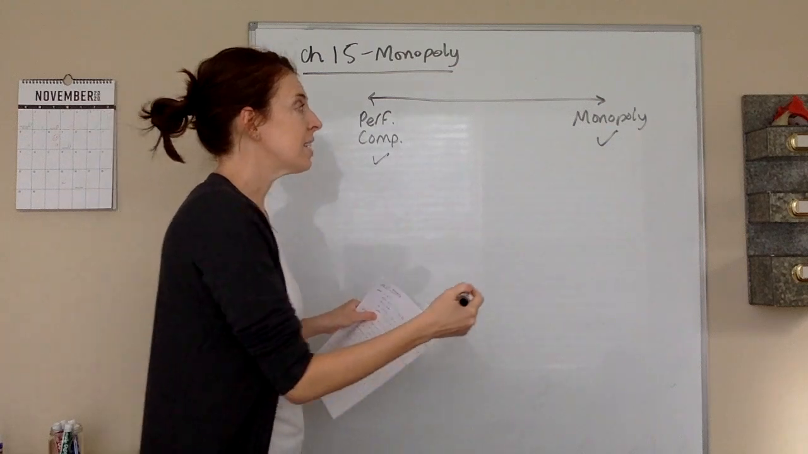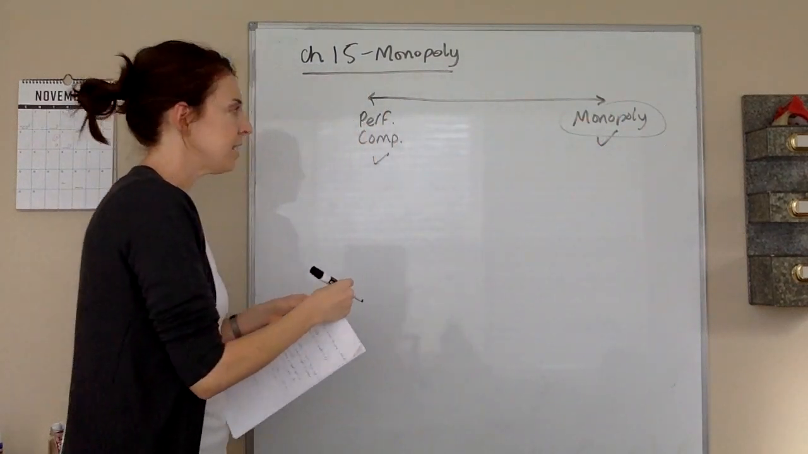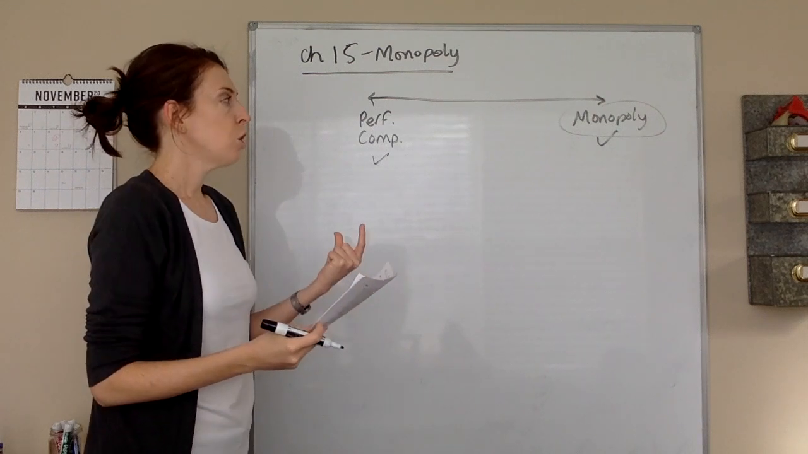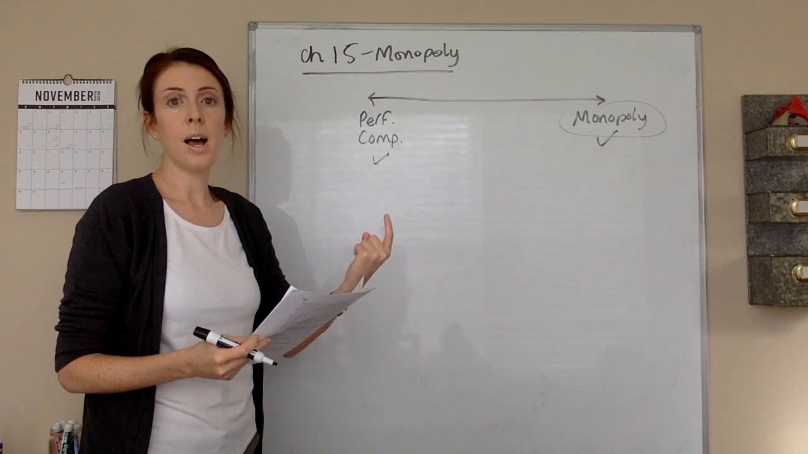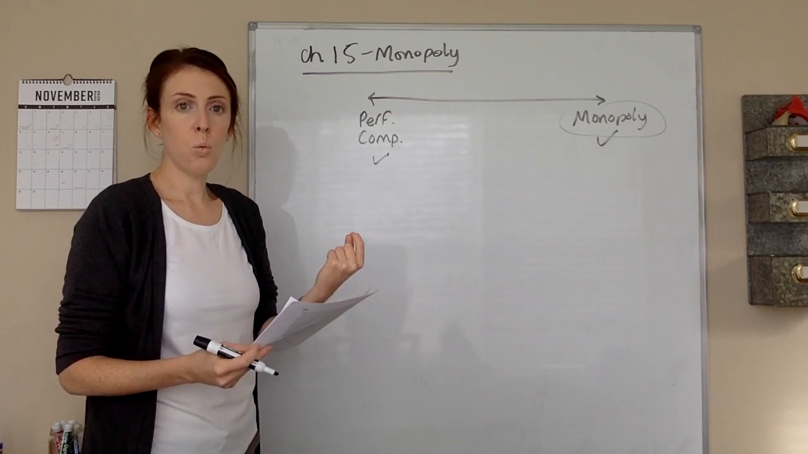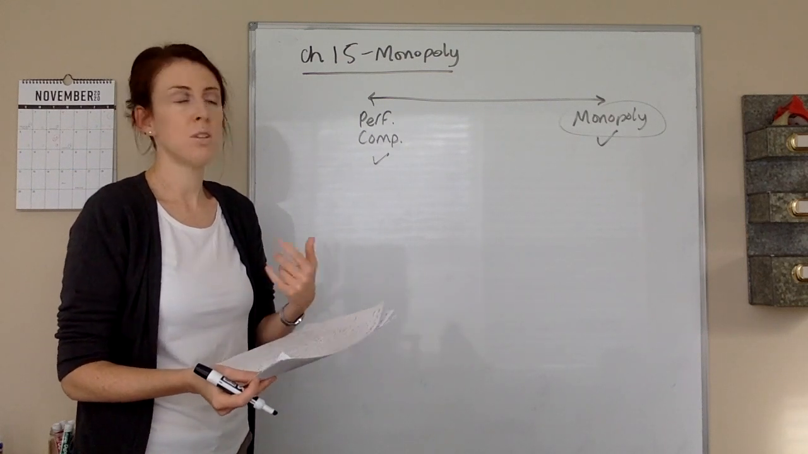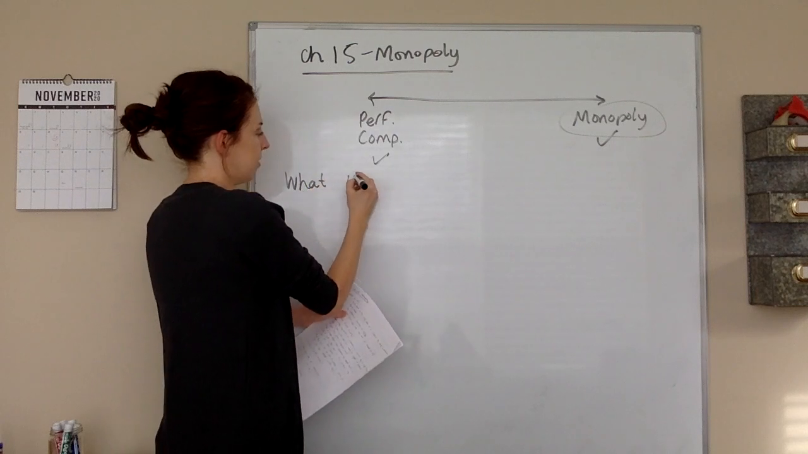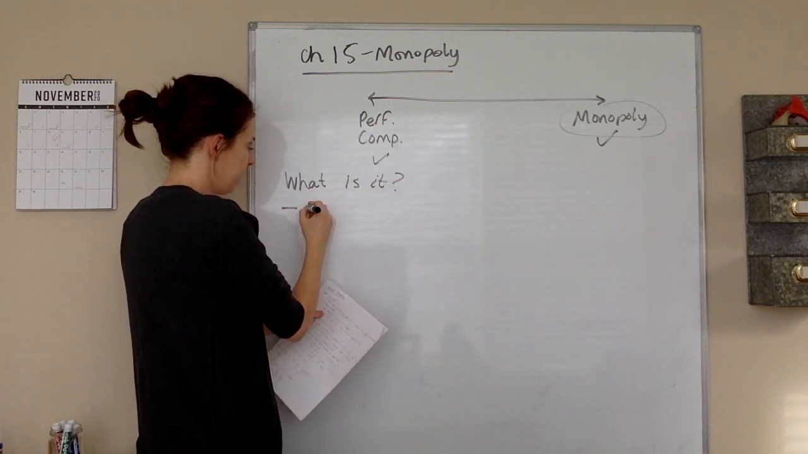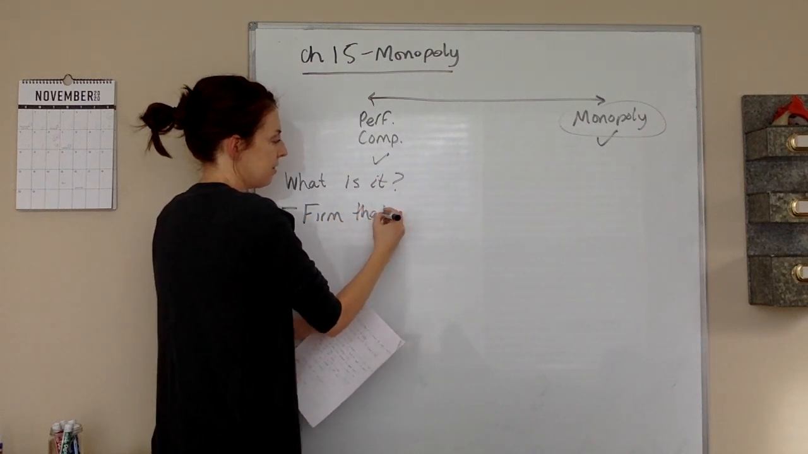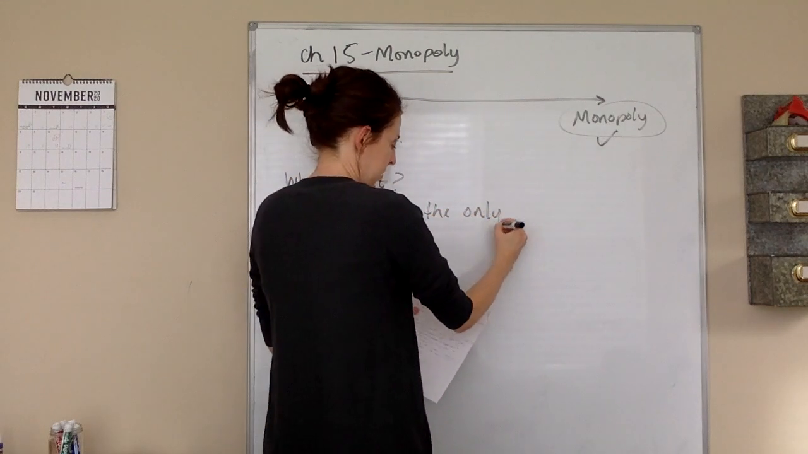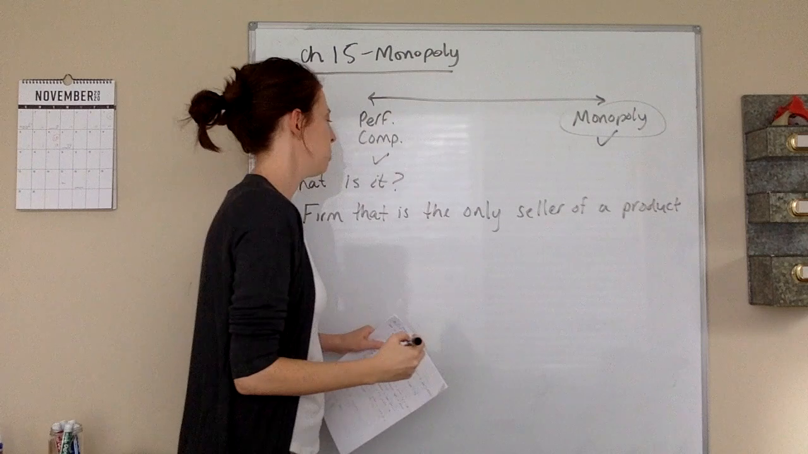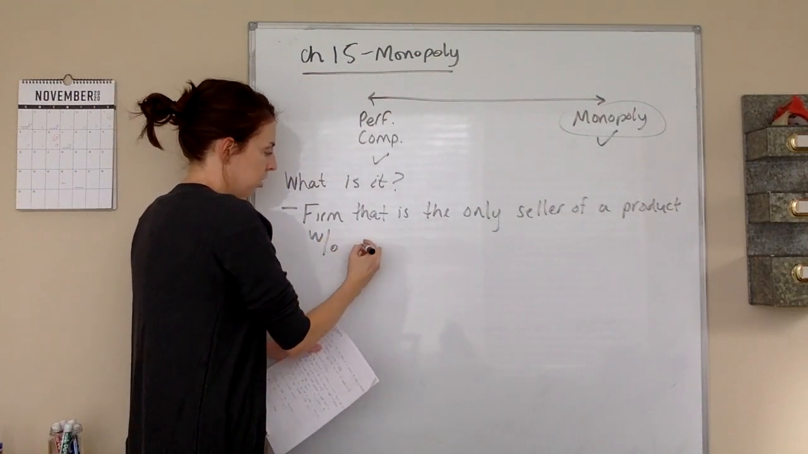Okay, so first of all, what is a monopoly? A monopoly is a firm that is the only producer of a good that doesn't have close substitutes. So not only does there need to be one firm supplying the product for the entire market, but they need to be making a product where there isn't any other product that consumers can easily substitute for it. So what is a monopoly? A monopoly is a firm that is the only seller of a product or service, but we'll just put in product for brevity, without close substitutes.